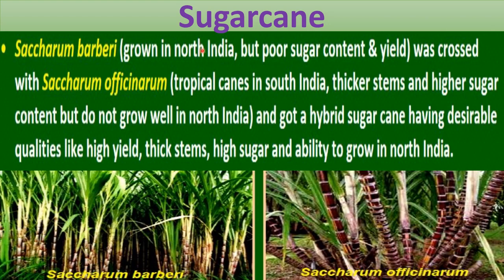So this Saccharum barberi was crossed with Saccharum officinarum, another variety of sugarcane, and this Saccharum officinarum was found in South India. It was present in tropical canes in South India, and it had a thick stem and high sugar content, but did not grow well in North India, right?